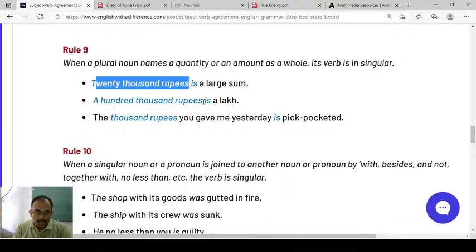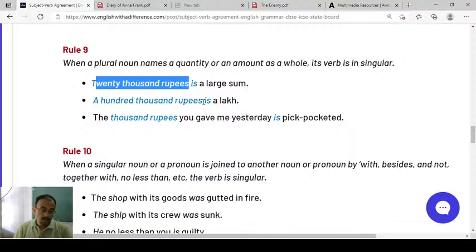Whenever a plural noun is taken as a whole, it is always followed by a singular verb. Like 1,000 rupees is taken as a singular unit. That is why it is followed by is. 100,000 rupees is taken as a singular unit, as a whole. That is why the verb is singular. 20,000 rupees is taken as a unit. Therefore, singular verb. Even though they are plural, the verb is singular because they are taken as an amount or as a quantity.